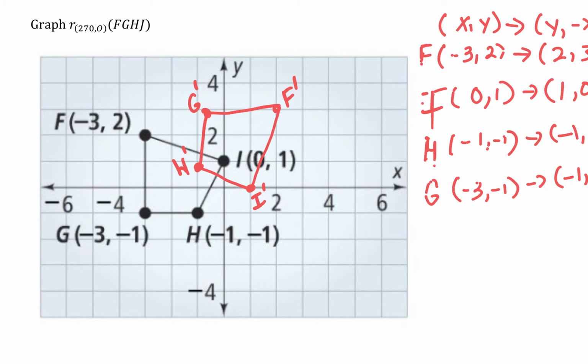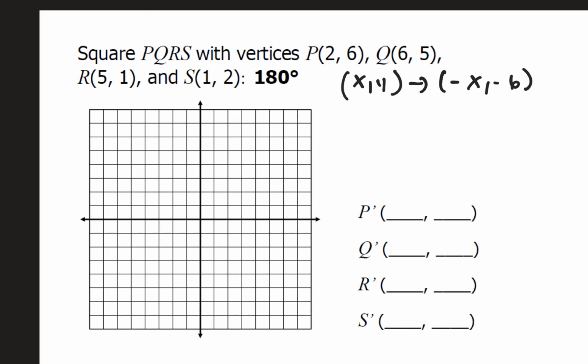And here are vertices. So we have P as (2, 6), so 1, 2, 3, 4, 5, 6. Q is (6, 5). R is (5, 1). And then S is going to be (1, 2). And we're going to go ahead and connect the points. And we're looking for our rotation, a 180-degree rotation.